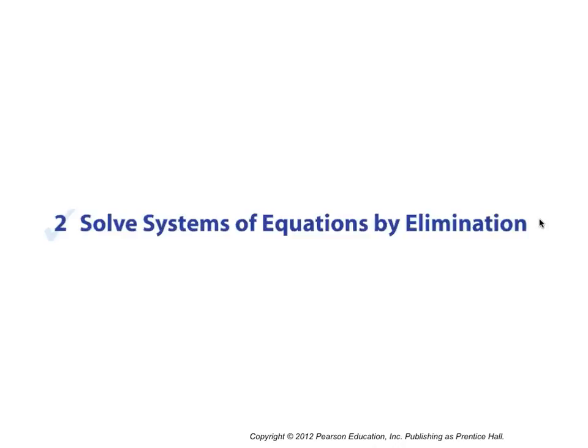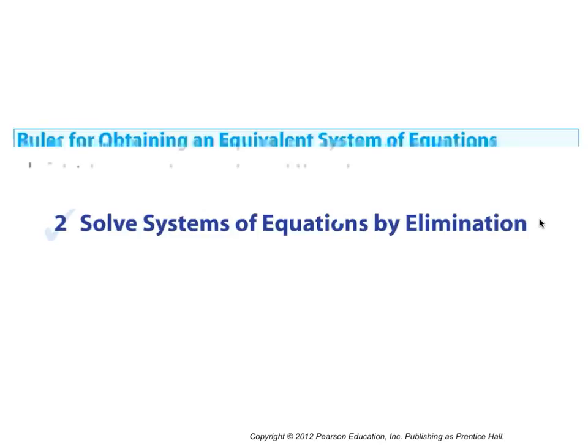Okay, the next thing we want to do is to solve equations using elimination. Now, there's nothing wrong with using just substitution or just elimination. It's really personal preference, but sometimes one way is a little easier than the other. So we have some rules for obtaining an equivalent system of equations. Rule 1 is that you can interchange any two equations of the system. Rule 2 is that you can multiply or divide each side of an equation by the same non-zero constant.